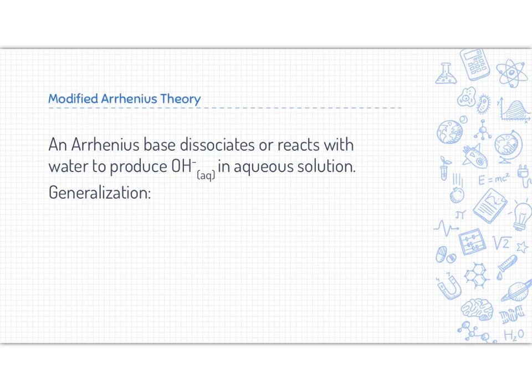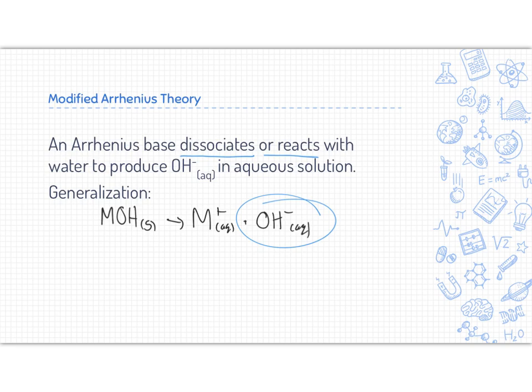Modified Arrhenius theory for bases is that an Arrhenius base dissociates or reacts with water to produce OH- in aqueous solution. So there's two options here. It can just dissociate or it can react with water. So the original definition, where it just has to dissociate, we have some metal with an OH ion. If it is soluble, it's going to make M, in this case just 1+, and an OH-. So because this makes OH- without any reaction with water, it had OH in its formula, this one only needed to dissociate.